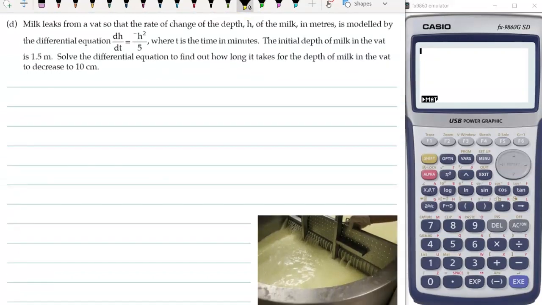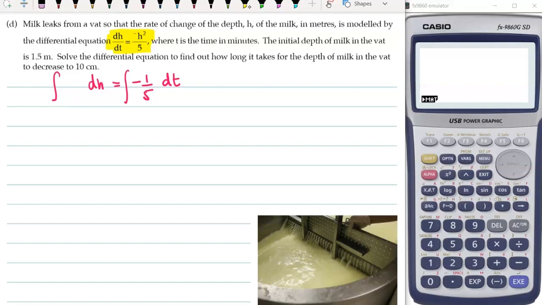For part D, we are solving this differential equation, and we need to do that by separating the variables of h and t. So if we start by bringing h over to the left-hand side, we will have 1 over h squared dh, and leave the minus 1 over 5 where it is, bring the dt over to the right. Now we can integrate both sides.